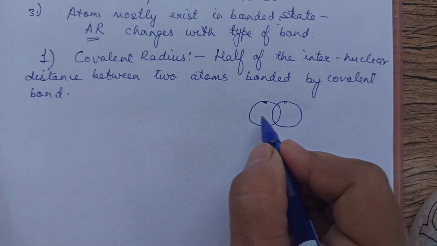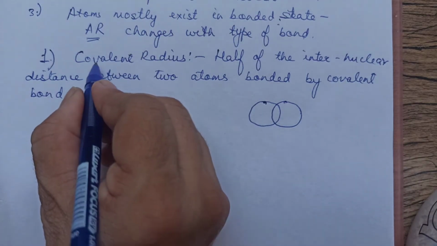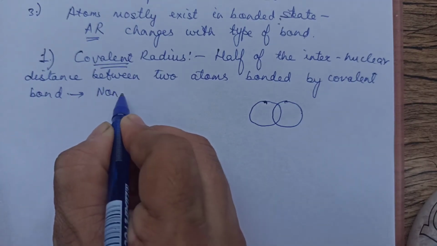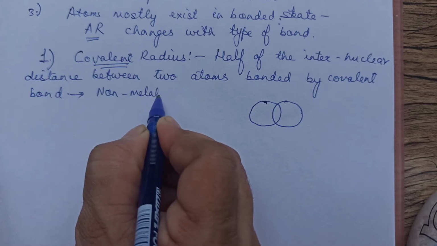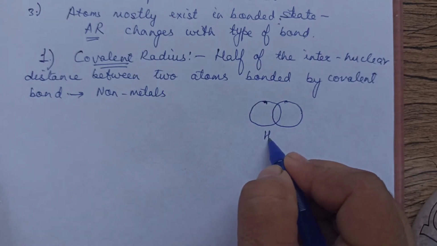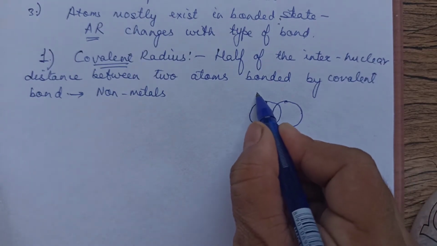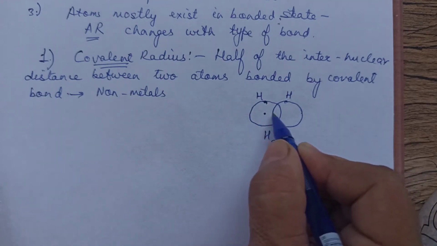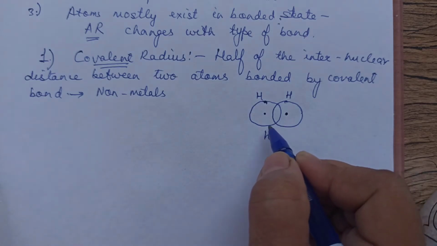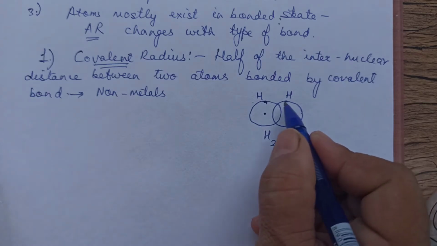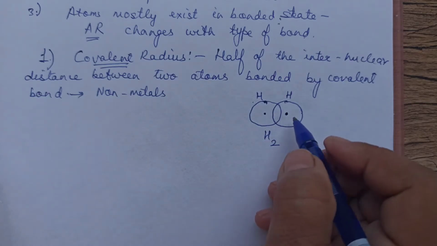The atomic orbitals overlap, and this type of radius is considered mainly for what type of element? For non-metals. We know that non-metals form covalent bonds, so the radius will be covalent radius. Suppose I consider a hydrogen molecule. This is one hydrogen atom, this is another hydrogen atom. This is the nucleus of one hydrogen, this is the nucleus of the other hydrogen. Each has a 1s orbital, so the 1s of one overlaps with the 1s of the other.